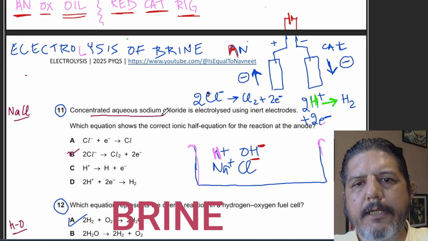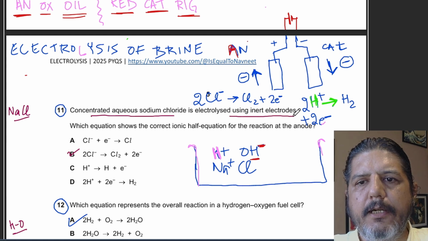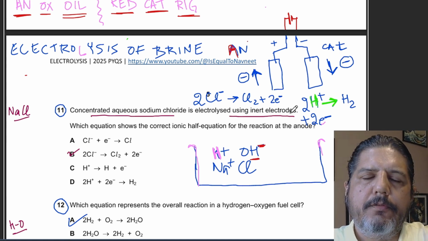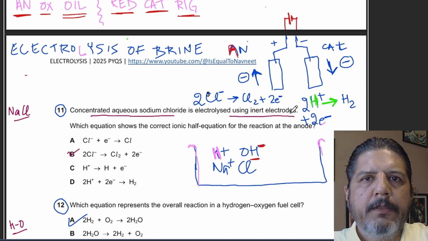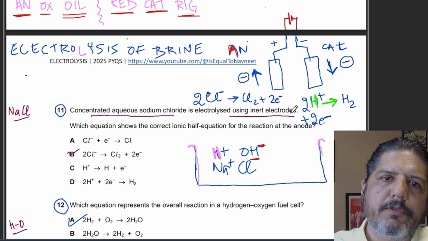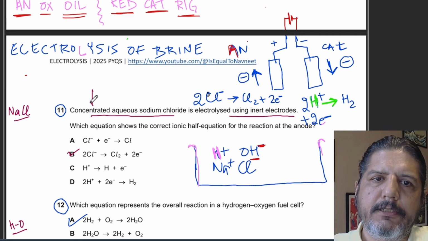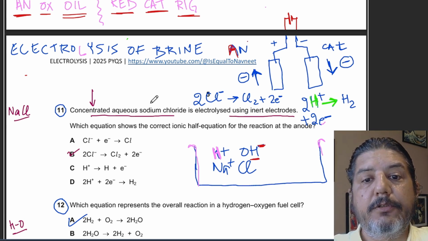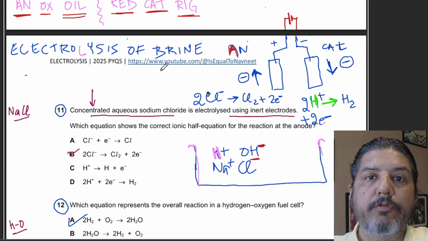Concentrated aqueous NaCl is electrolyzed using inert electrodes. So, as we have discussed earlier also, you need to carefully look at what kind of electrolyte it is. For example, in this case, it is a concentrated aqueous NaCl. So, what we need to understand by this is that the concentration of Na+ and Cl- ions would be more.